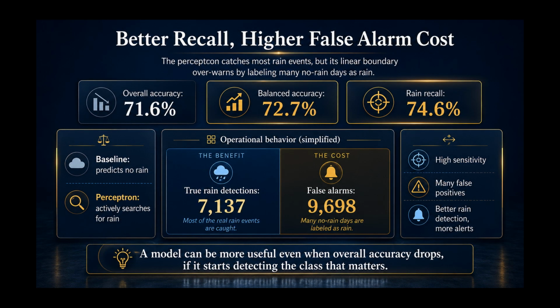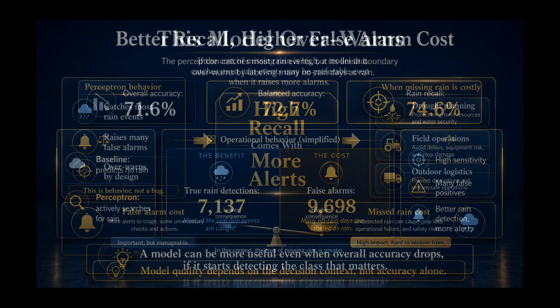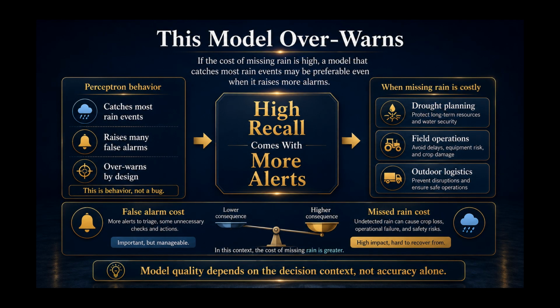The perceptron changes the behavior completely. Its overall accuracy drops to 71.6%, but its balanced accuracy rises to 72.7%. More importantly, its recall for rain reaches 74.6%. The perceptron catches most rain events, but it does so aggressively. The confusion matrix shows 7,137 true rain detections, but also 9,698 false alarms, where no rain days are predicted as rain.